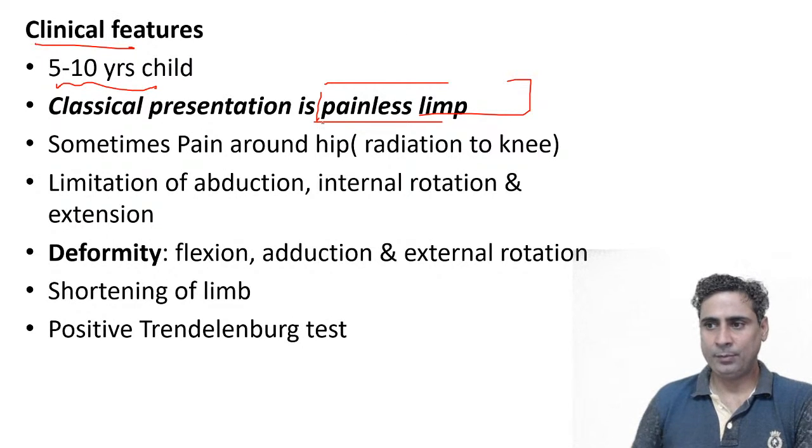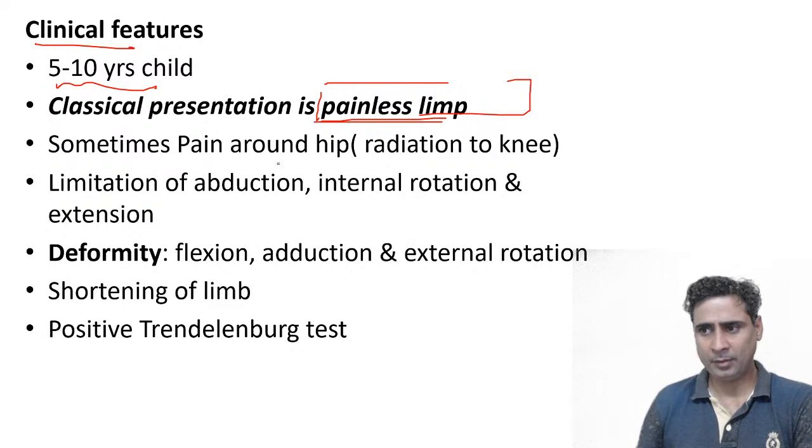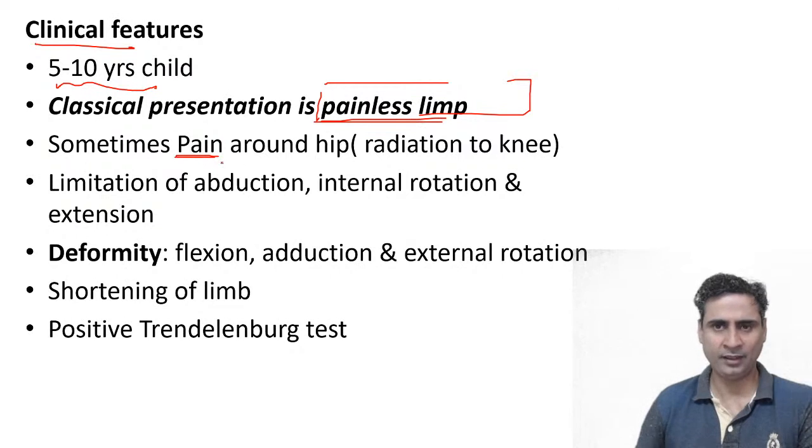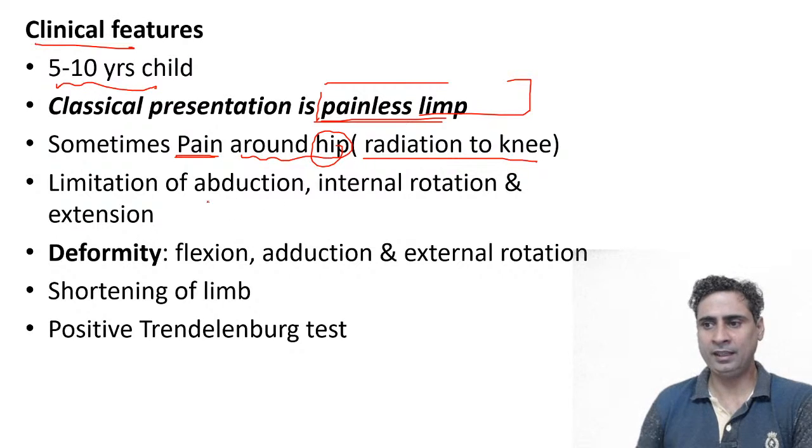So the classically described presentation is painless limp. But sometimes there may be pain also, so the patient may also present with a painful limp. If there is pain, it may radiate to the hip joint or the knee joint, because the hip and knee joints are supplied by articular branches of the obturator nerve. So through the obturator nerve, the pain of the hip joint can radiate to the knee joint. Typically there is limitation of abduction, internal rotation and extension.